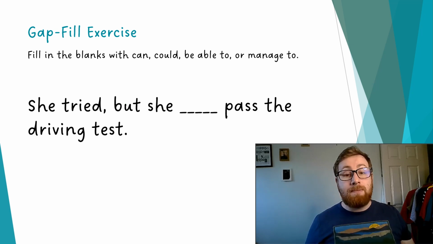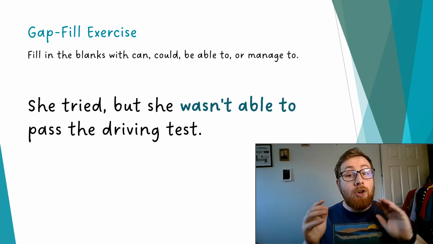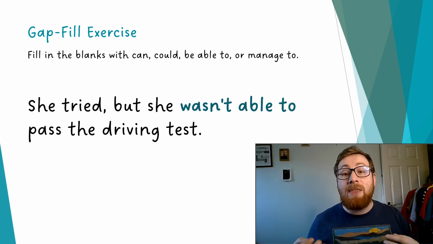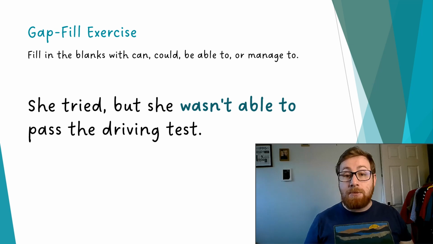She tried, but she didn't pass the driving test. Something she's not able to do. She tried hard. Something that has finished. Wasn't able. So she wasn't able is used for a specific failure in the past. Couldn't is also possible here, but wasn't able to emphasizes the attempt and the failure more clearly. So you could use couldn't as well. So two options for that one.